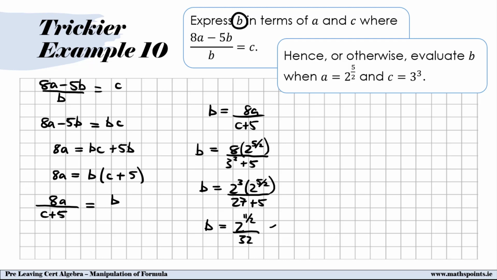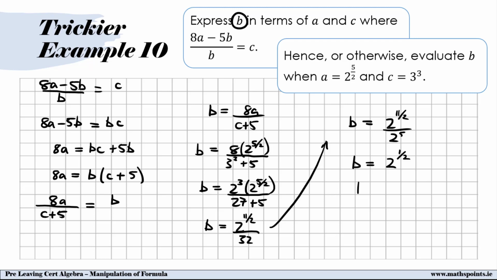People might spot here now that 32 is 2 to the power of 5, so we have b equals 2 to the power of 11 over 2, over 2 to the power of 5. And then again, using the rule of indices that says if we have a base number of 2 on the top of a fraction and a base number of 2 on the bottom of the fraction, we can join them by subtracting the powers. And so b is equal to 2 to the power of 11 over 2 minus 5. Now 5 is 10 over 2, so 11 over 2 minus 10 over 2 is 1 over 2. And so our answer is b is equal to 2 to the power of a half.